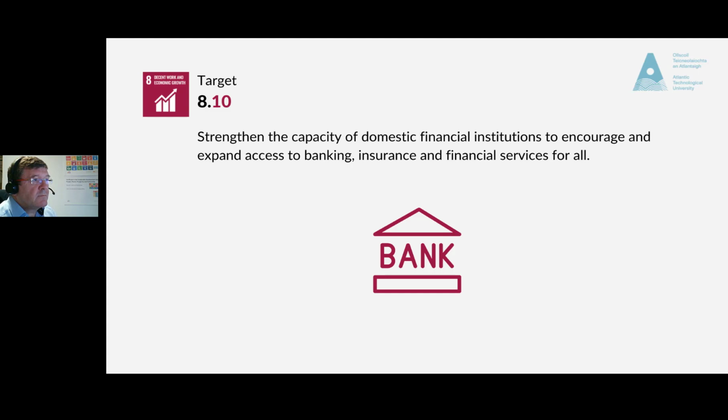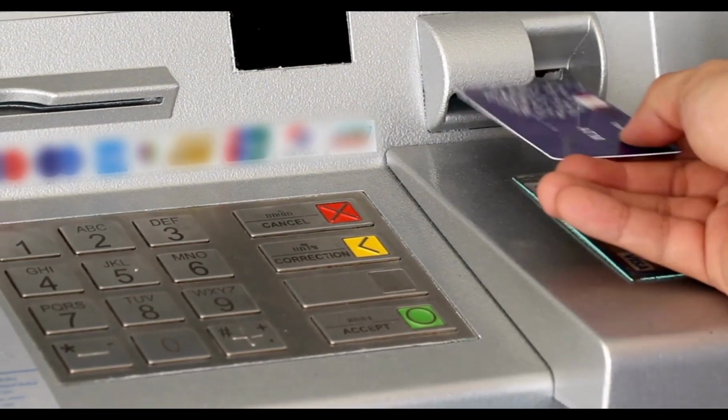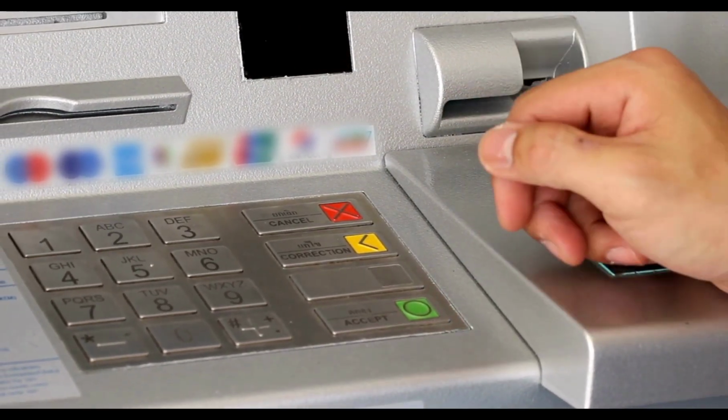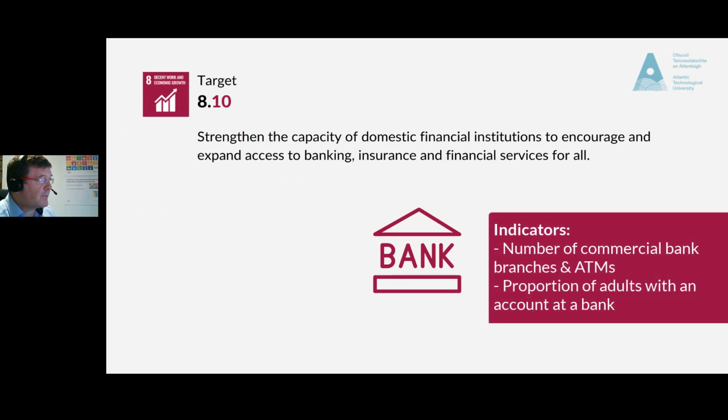Target 8.10. Strengthen the capacity of domestic financial institutions to encourage and expand access to banking, insurance, and financial services for all. The indicators for this are the number of commercial bank branches per 100,000 adults and the number of automated teller machines per 100,000 adults. The proportion of adults, i.e. 15 years or older, with an account at a bank or other financial institution or with a mobile money service provider.